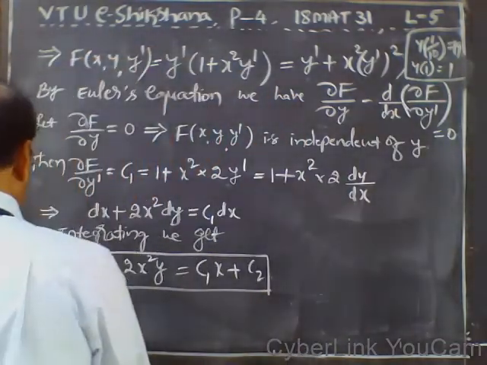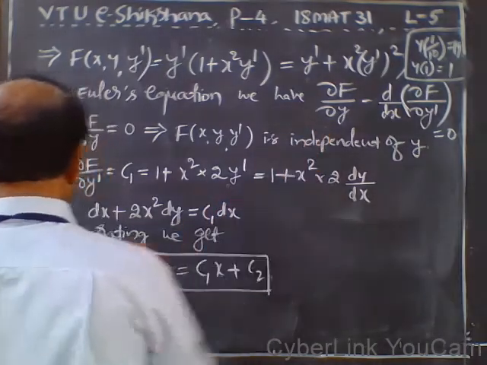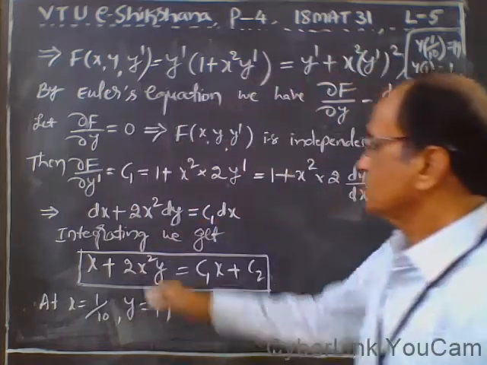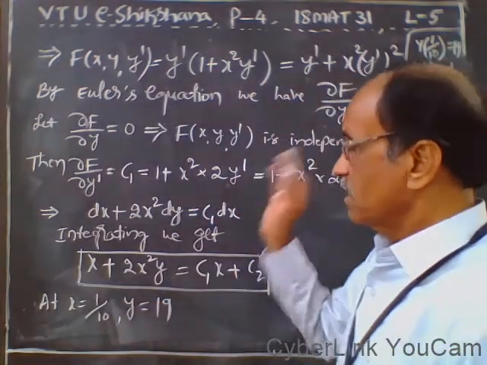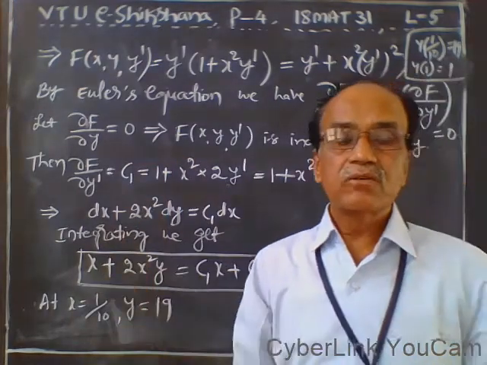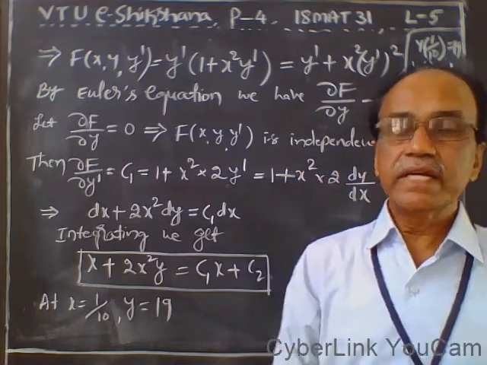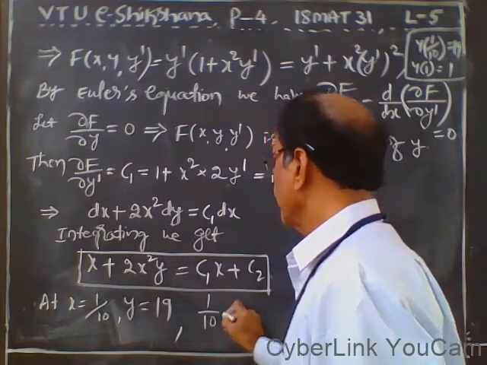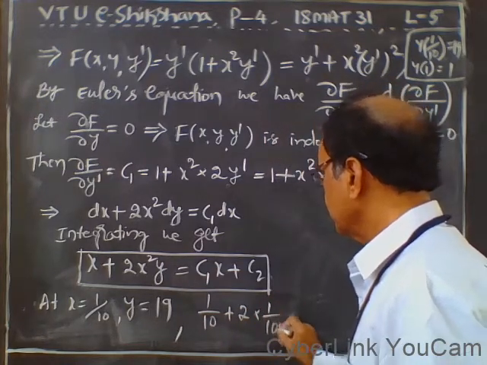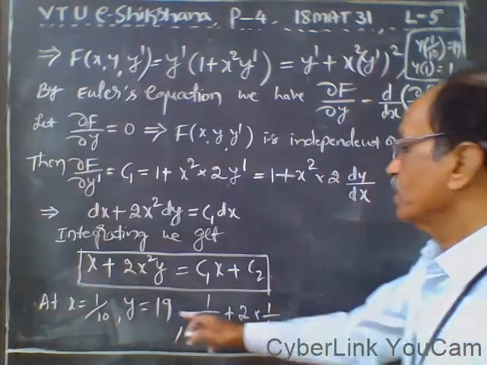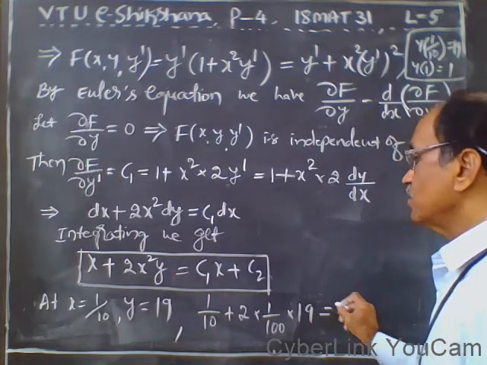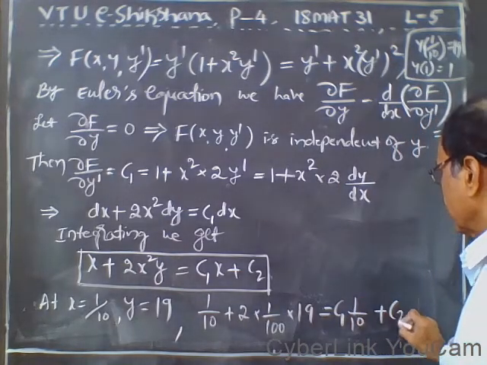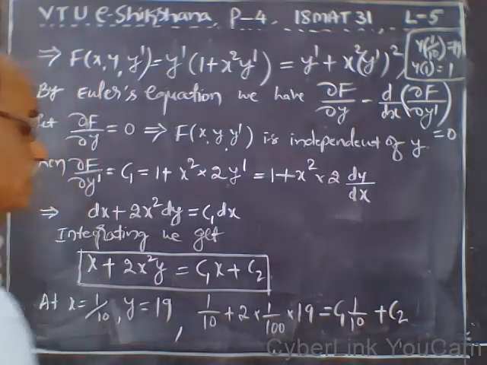Those two values, I'll do like this. At x equal to 1 by 10 and y equal to 19, let us write x equal to 1 by 10 and see how this equation behaves. Afterwards, with the other condition, we see how this equation behaves, so that c1 and c2 can be calculated separately. At x equal to 1 by 10, y equal to 19, we have 1 by 10 plus 2 into 1 by 100, because x equal to 1 by 10 means 10 squared, and y equal to 19, equals c1 into 1 by 10 plus c2. This is one equation in terms of c1 and c2.